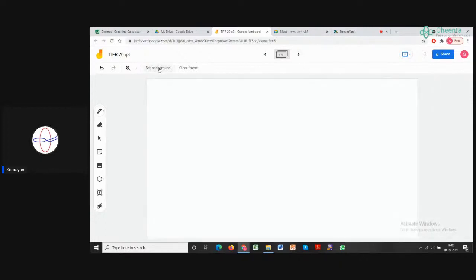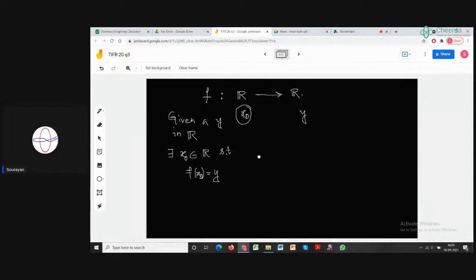Now, if I want to write it down properly, the function that has been given is defined from R to R, and we need to prove that it is surjective. What am I actually trying to prove? That given a y in R, there exists an x in R such that f of x equals y. This is exactly the thing I'm trying to prove, right? So if you pick a y, you need to figure out, let's say, x naught, at least there is an x naught such that f of x naught equals y.